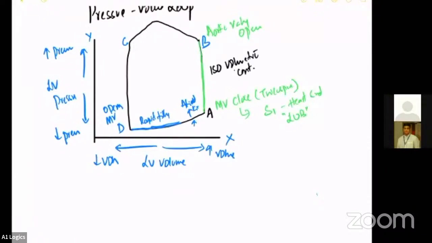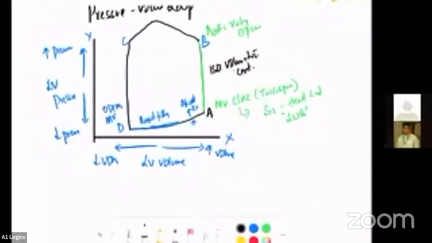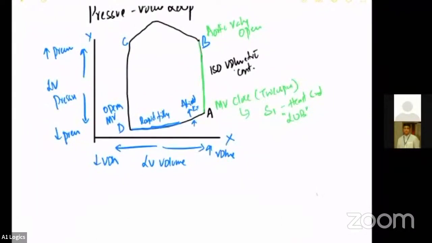Now, once the aortic valve opens, the ventricle starts contracting. The mitral valve is closed and the aortic valve is open. So once the left ventricle is contracting, the blood is going to get ejected out into the aorta. So it is called ejection, systolic ejection. This is the rapid ejection phase. This is the slow ejection phase. So this is called ejection.